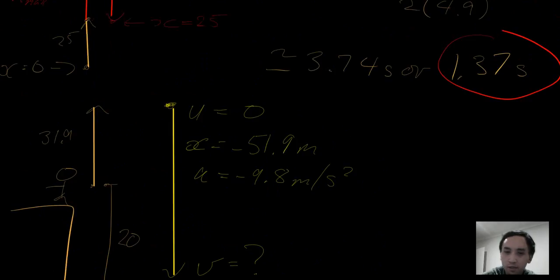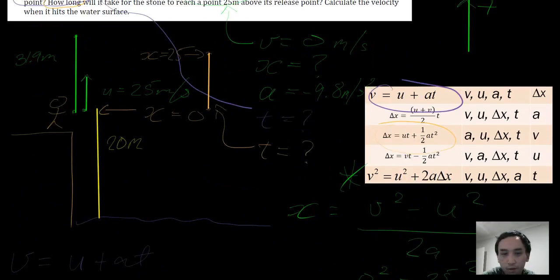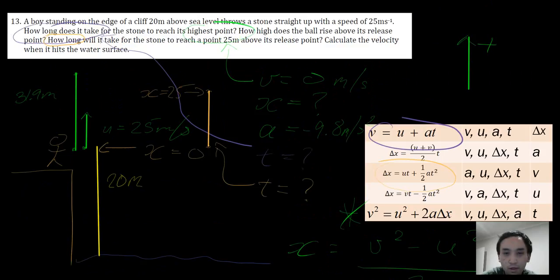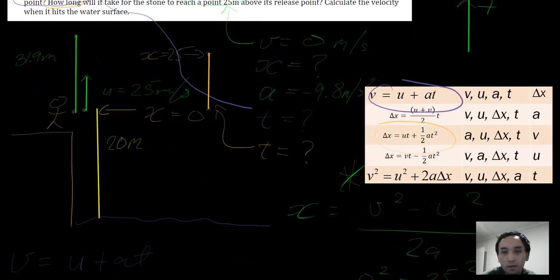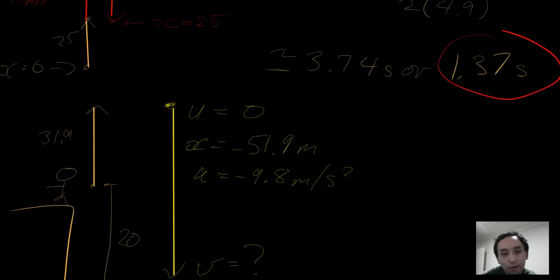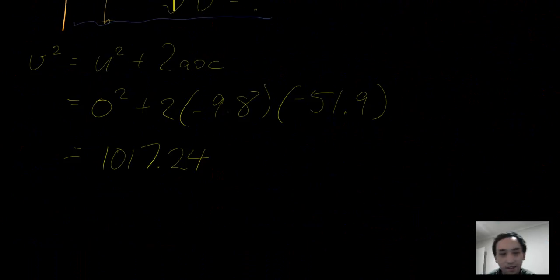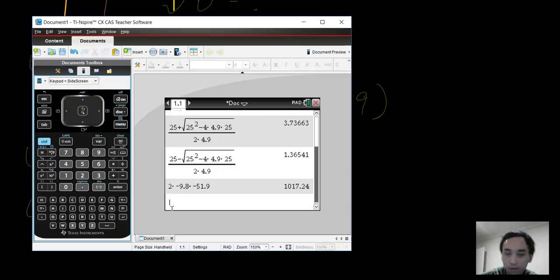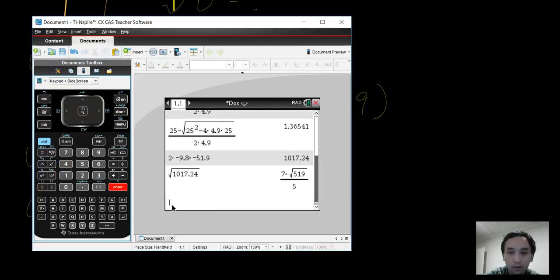But wait, does that make sense? Let's have a look at our equation over here. Calculate the velocity of when it hits the water surface. Wait a sec. Well, of course that doesn't make sense. What we found here is actually v squared, and so we've got to take the square root. So v, now when you square root 1017.24, this actually gives you two solutions, doesn't it? Whenever you square root both sides of an equation, you end up with the positive and negative solution.